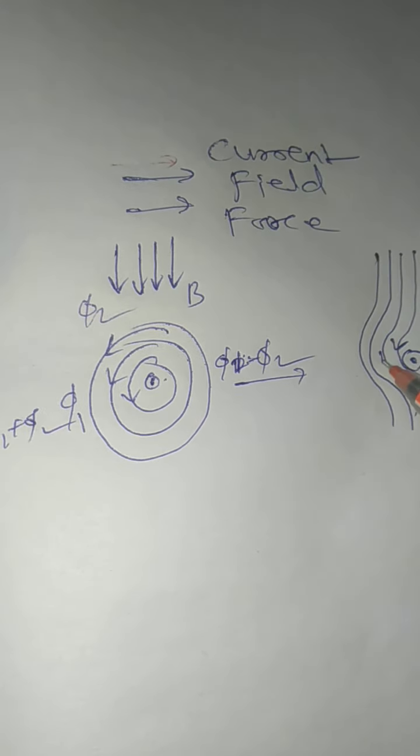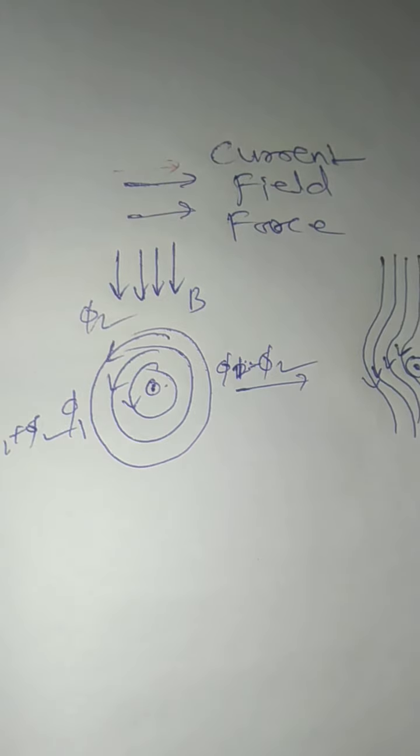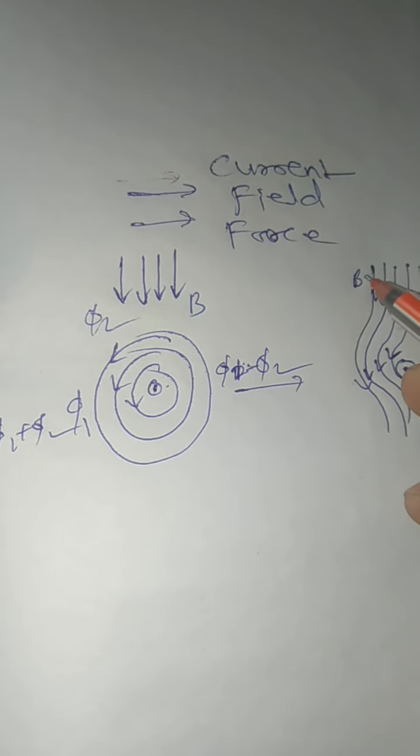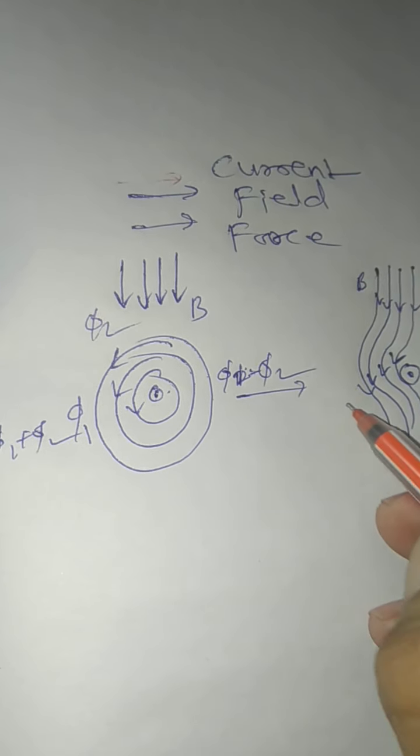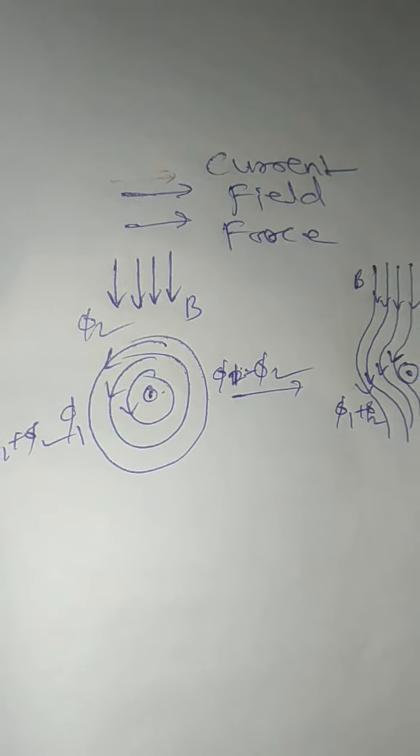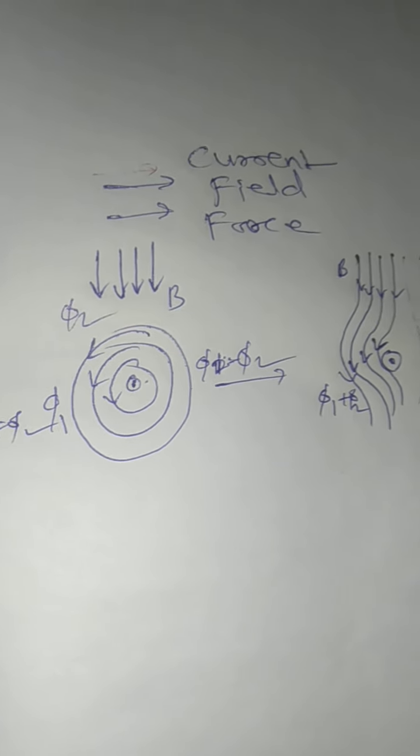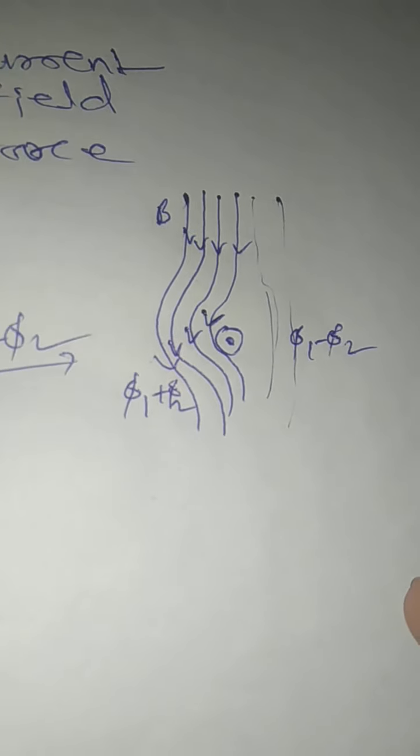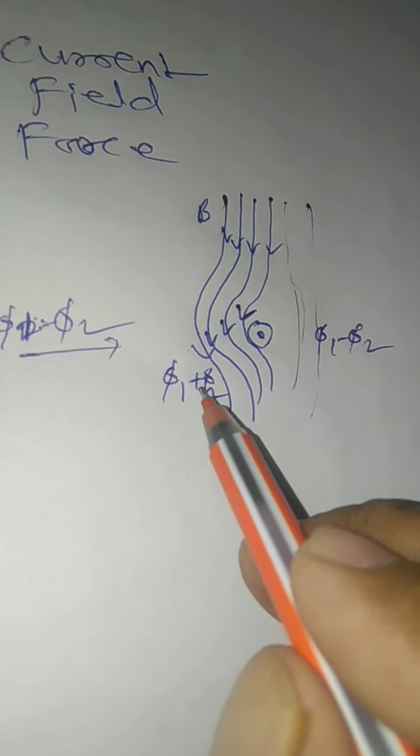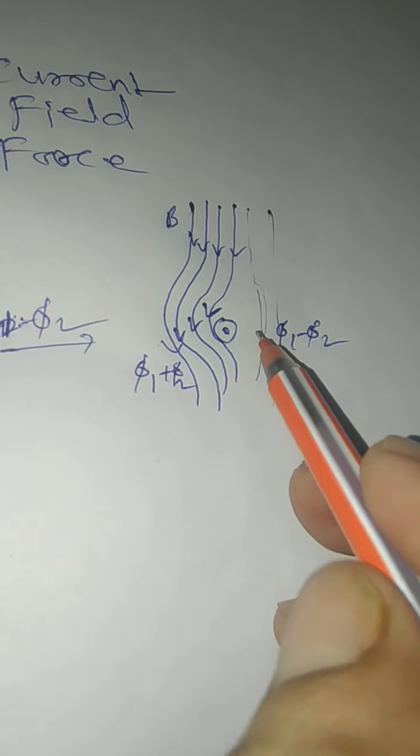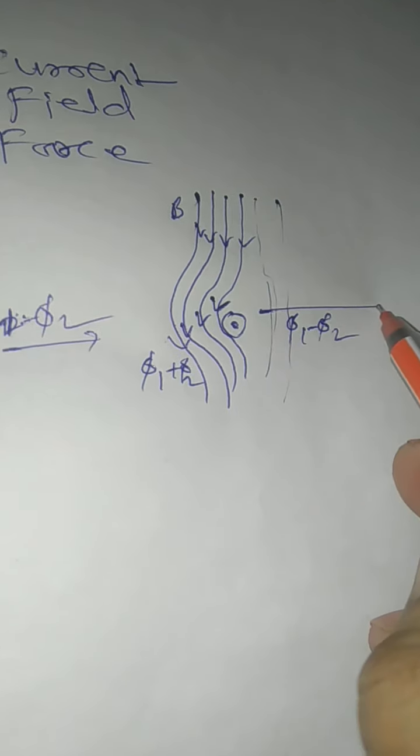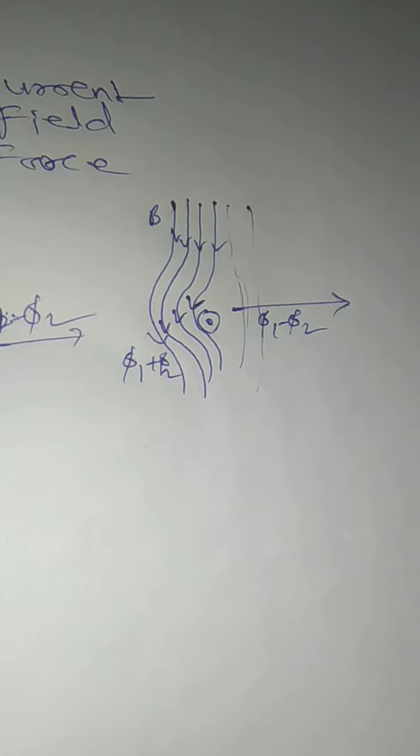So overall, because of the flux lines, this is B, and here the total flux is phi 1 plus phi 2, and here phi 1 minus phi 2. So all the flux will be adding in this direction and subtracting in this direction. So all the force will be in this direction.